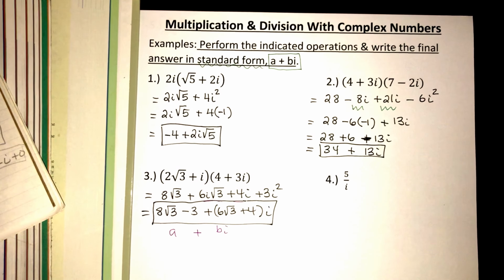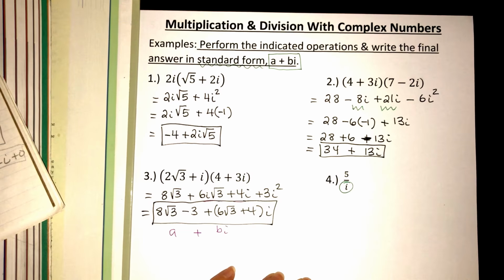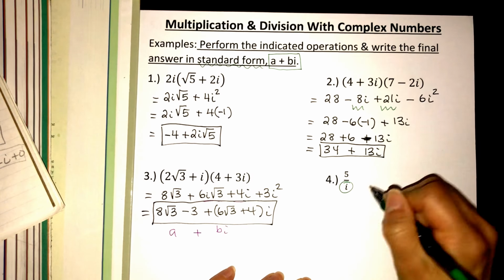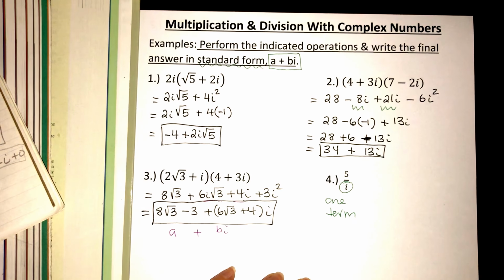So for multiplication, we had those 3 examples. Let's take a look at division. So there are a few types of division problems. One of them has an I in the denominator. So this is just one term, right? So I have one term.